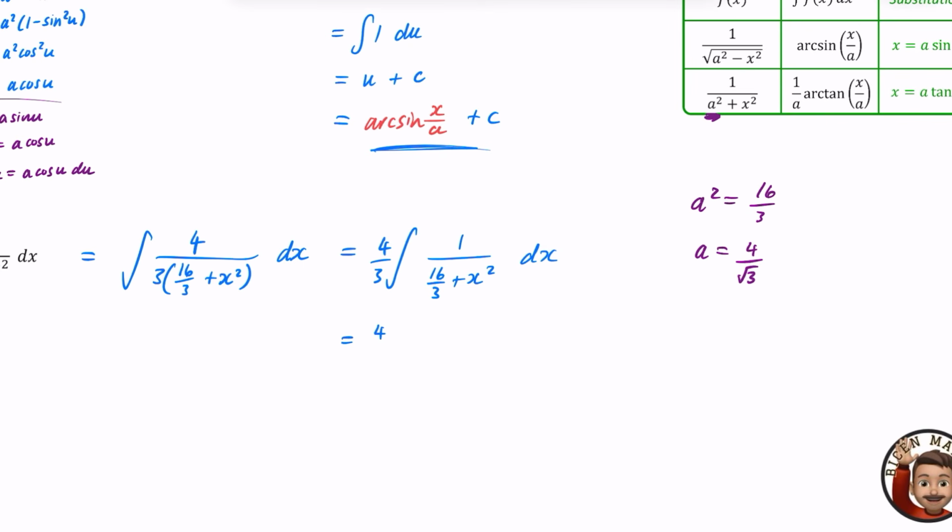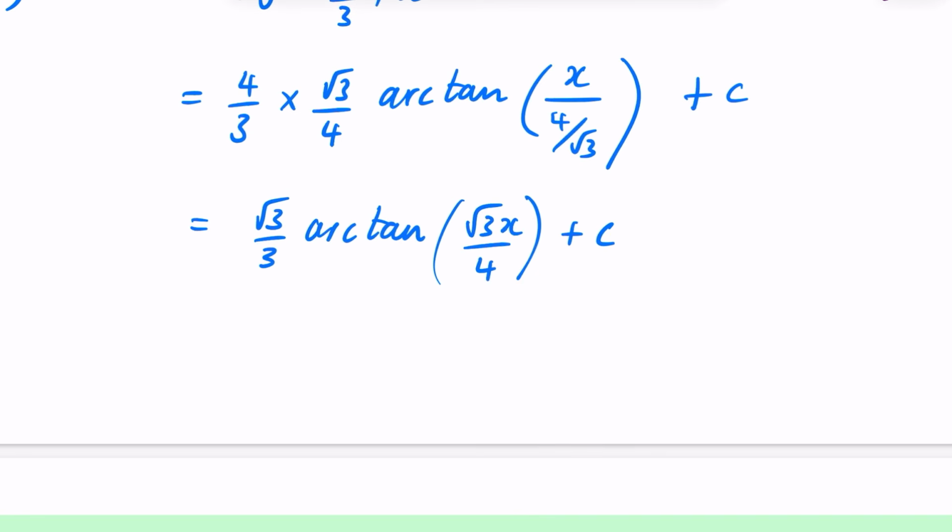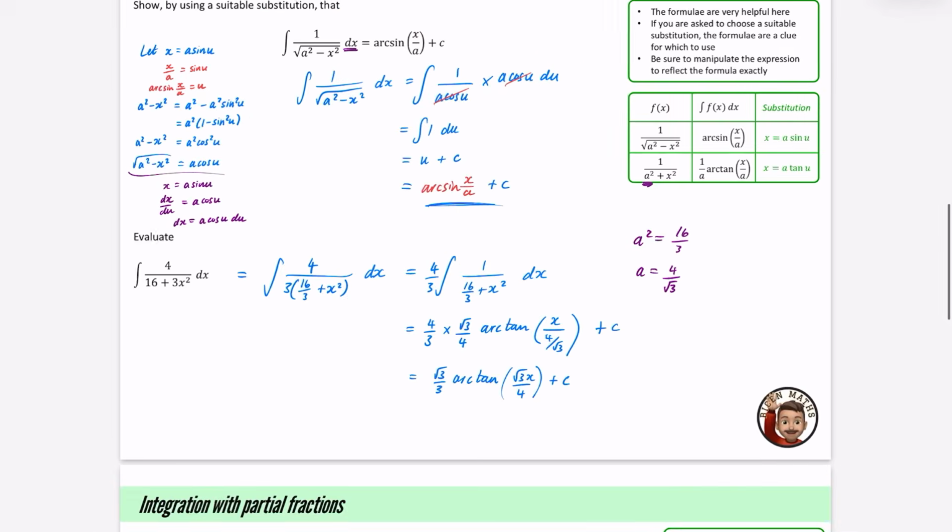So we get left with the 4 over 3. It's then going to get multiplied by the 1 over a, meaning the reciprocal of this, which is root 3 over 4. And then we get arctan of x over a, so this is x over 4 over root 3. Again, dividing by a is multiplying by the reciprocal of that. It's still going to be plus c. The 4's cancel at the beginning, so we have root 3 over 3 arctan of root 3 x over 4 plus c. That x could be in the numerator, or it could be to the side like that as well. We just simplified this fraction into this one that we have got here.